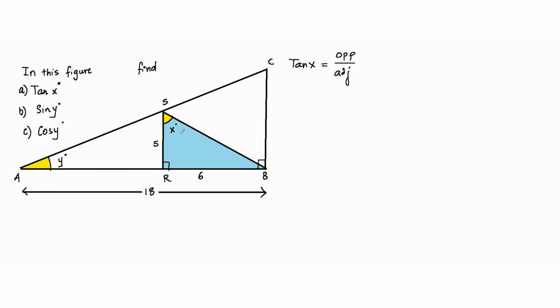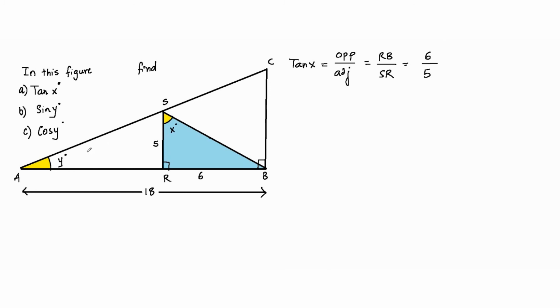The side which is opposite to x is RB. So that's going to be RB divided by the side adjacent to angle x, which is SR. Are these values given to us? Yes. RB is 6 units and SR is 5 units. So the value of tan x is going to be 6 upon 5. Quite simple.